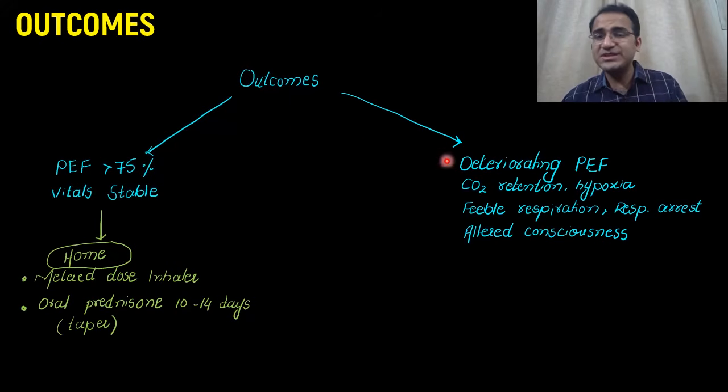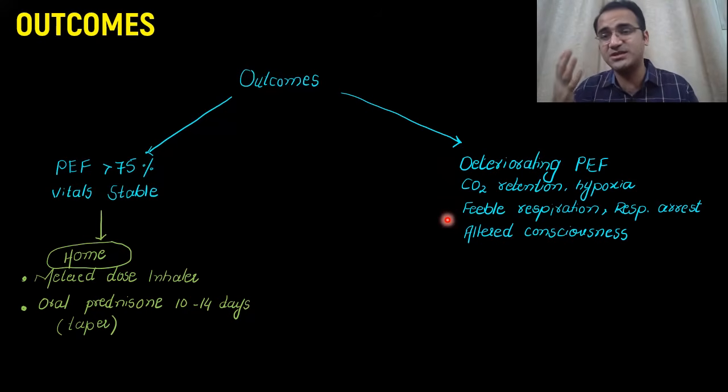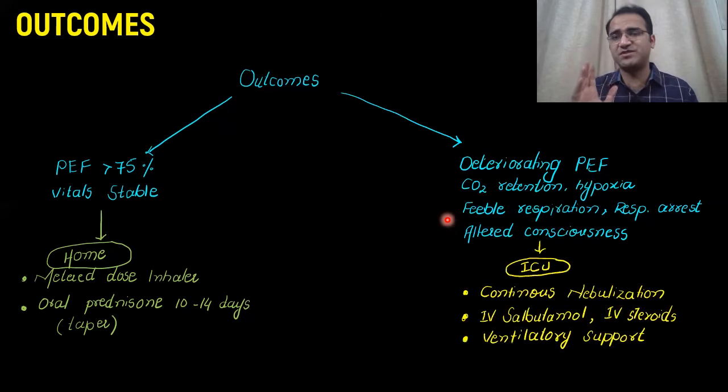On the other hand, patient can develop deterioration in the peak expiratory flow. If the patient is developing deterioration in the peak expiratory flow, there is carbon dioxide retention, patient is having hypoxia, respiration is feeble, chest is either silent, or patient is developing respiratory arrest, or the patient is now developing altered consciousness. This is a very severe patient, and this patient must be shifted to ICU now. This patient should be shifted to ICU, where there should be continuous nebulization, and that patient must be put on ventilatory support. Intubation should be considered because these patients are not going to make it without ventilatory support, since they are not responding to the treatment.